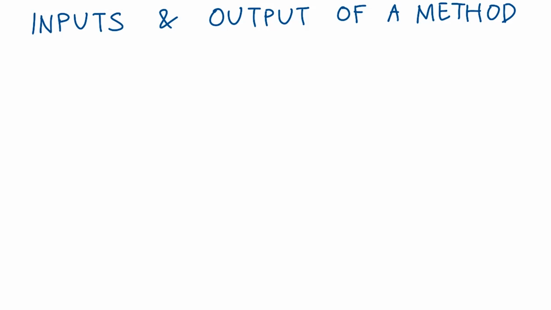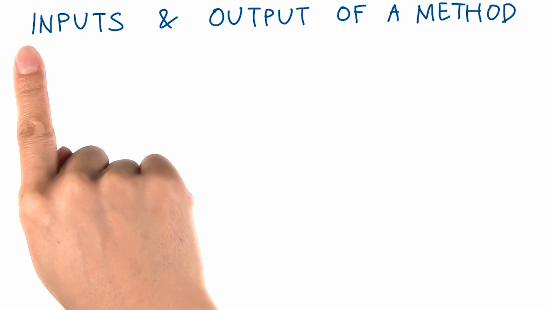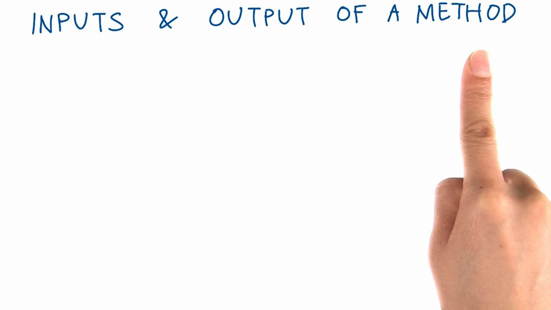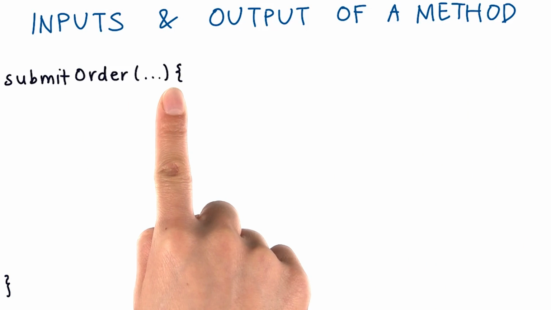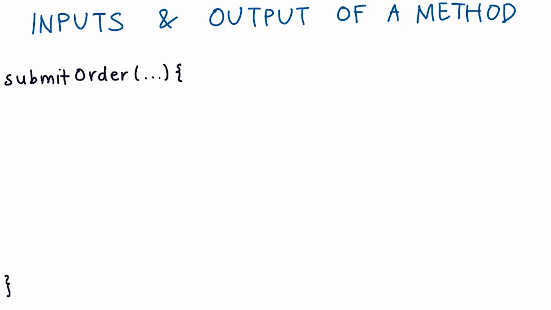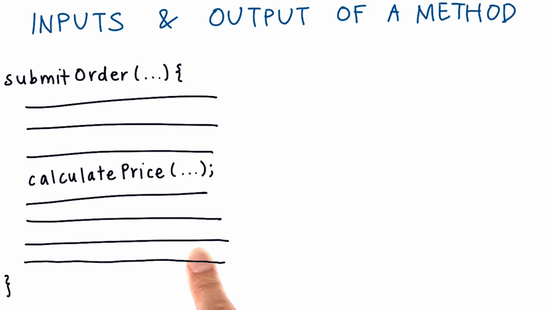Earlier we saw that we can pass a number into the display method. Let's talk more about the different inputs and output of a method. Let's look at the submit order method in the main activity as an example. Say you have a bunch of lines of code in that method.